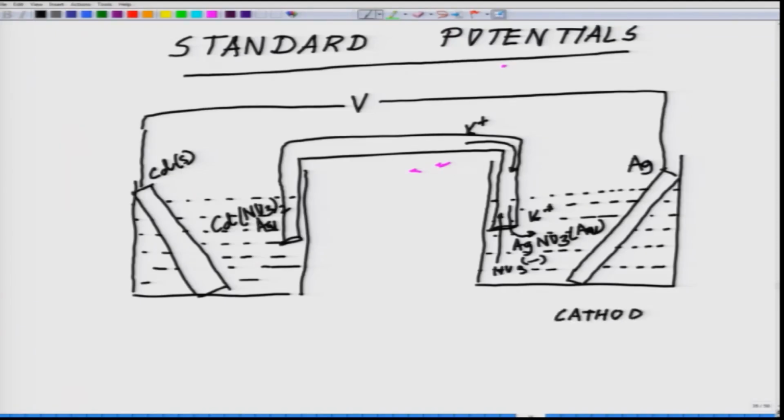This is your cathode, this is your anode, where you are having the oxidation taking place. Cathode is where you have the reduction taking place, and this is where we observe some of the cadmium ions getting inside the salt bridge and some of the NO3 ions coming out from the salt bridge to this side. Here you have the NO3 minus, and this is your salt bridge.